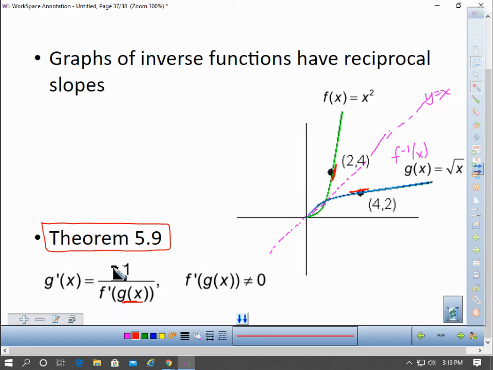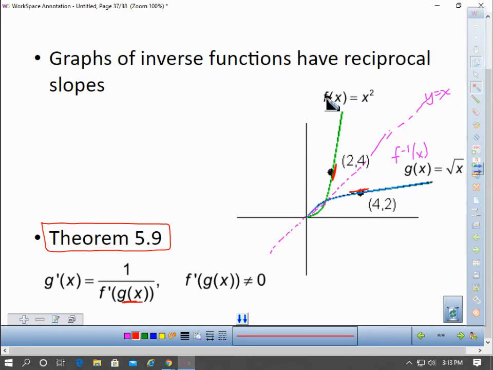Remember, domain and range switch. So this is the y coordinate for my inverse, but it is the x coordinate for my function. So what you do is you find the derivative of the function at its x coordinate, and then you take its reciprocal. And the reciprocal of that slope is the derivative of the inverse at the mirror point, at the mirror image. So let's just try that real quick here.